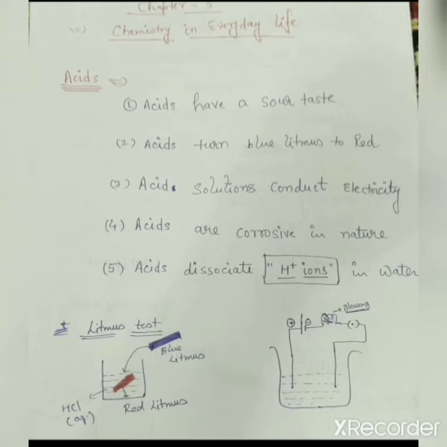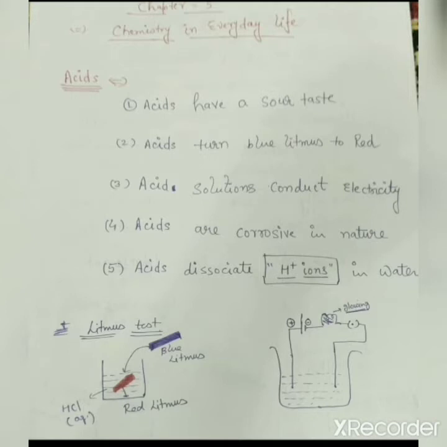When you cut a lemon with a knife and taste it, the lemon appears to have a sour taste, khatta swad. Sour taste means khatta swad. So why is the lemon's taste sour? Because of citric acid. So the first property of the acid is acids have a sour taste, khatta swad hota hai.